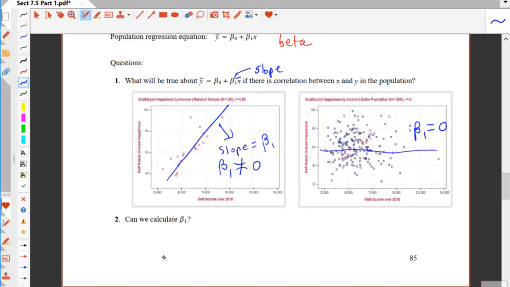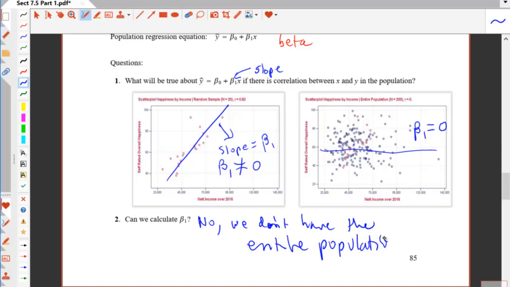Can we calculate beta 1 though? No. Beta 1 comes from the population, and I almost never have access to the entire population, usually just a sample. So no, we don't have the entire population. Well, what can I do about that?